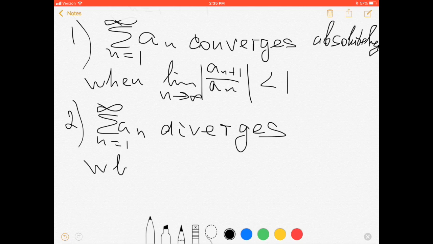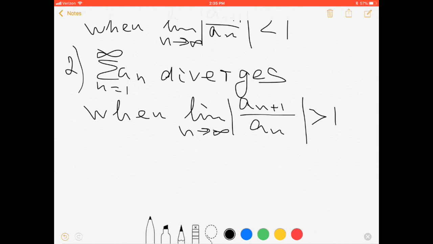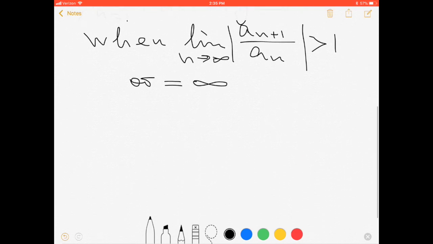when this limit, absolute value n plus 1 terms over n terms and n approach to infinity, greater than 1 or equal infinity. This means your sequence diverges. Okay? And third one.